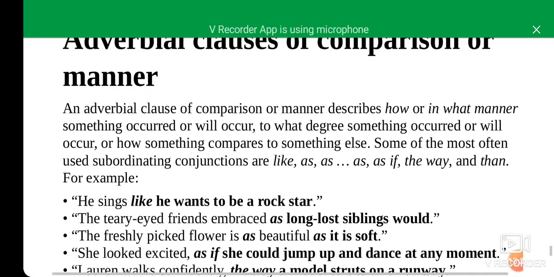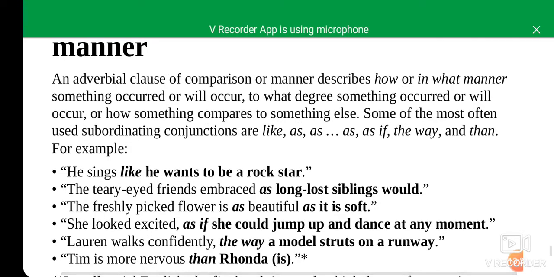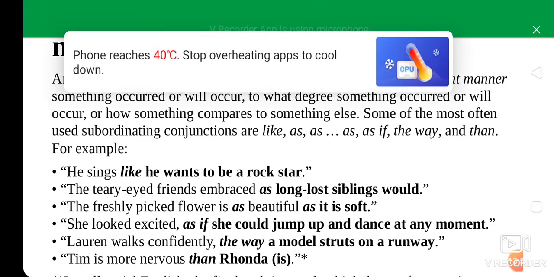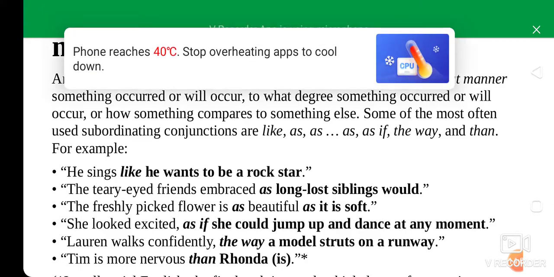Now this is the last type of the adverbial clause, that is the comparison. An adverbial clause of comparison or manner describes how or in what manner something occurred or will occur, to what degree something occurred or will occur, and how something compares to something else. Some of the most often used subordinating conjunctions in the adverbial clauses of manner are like, as if, the way, and than.